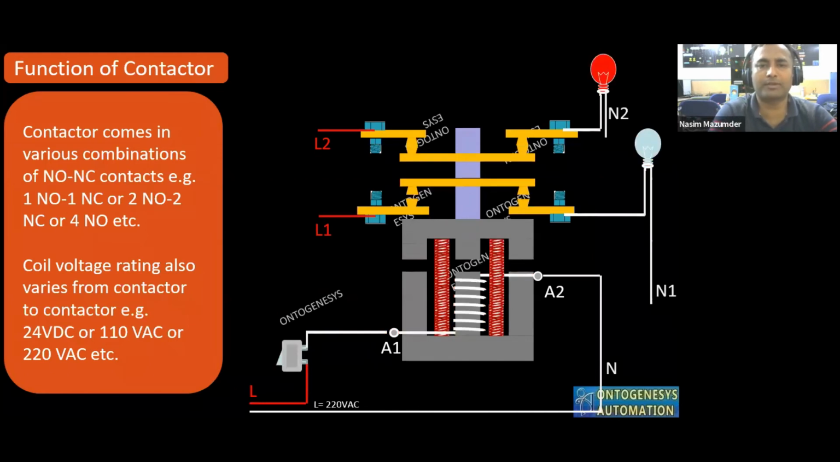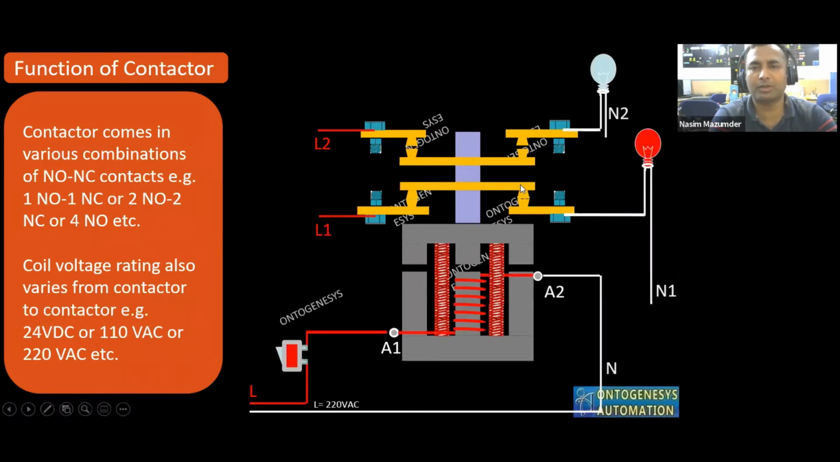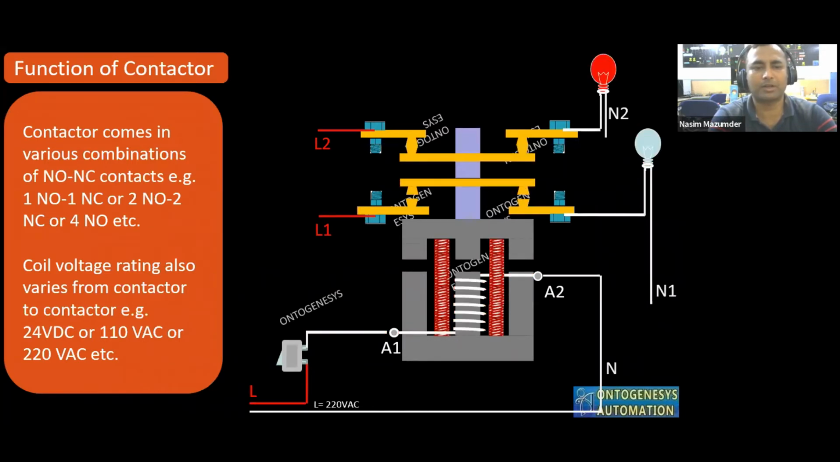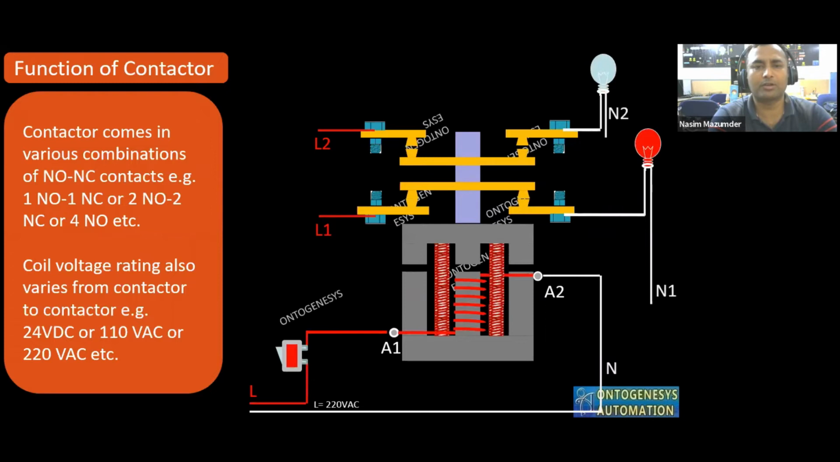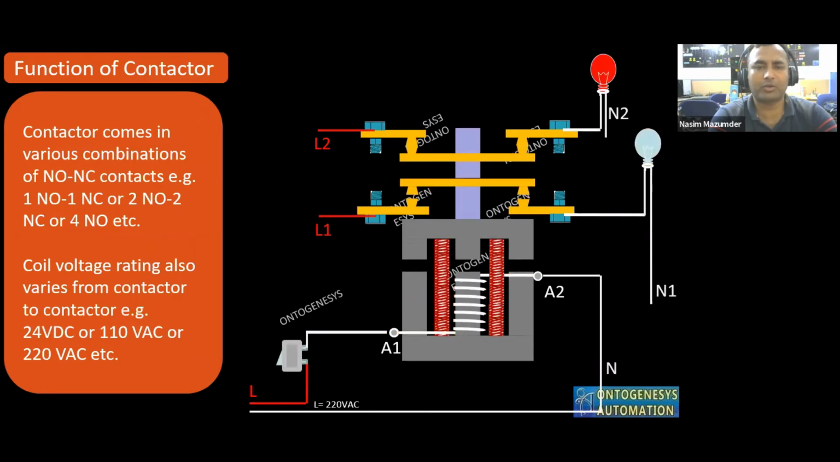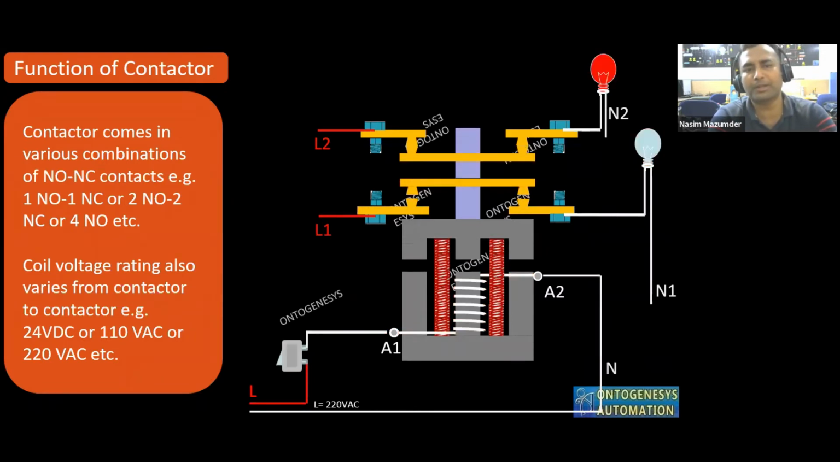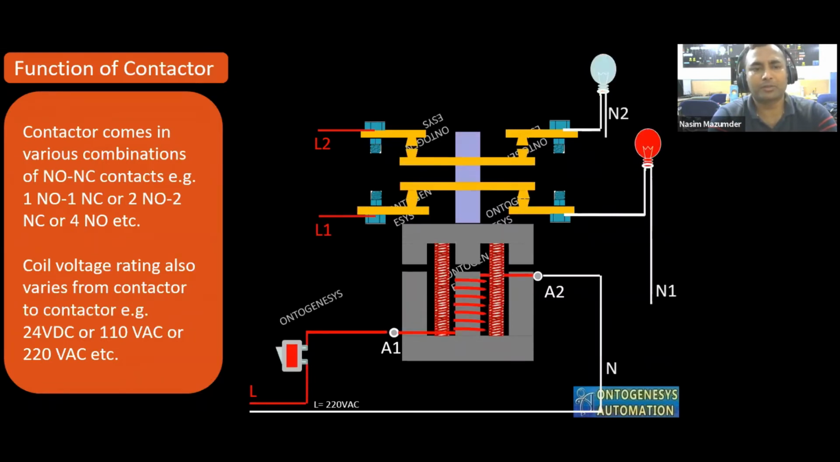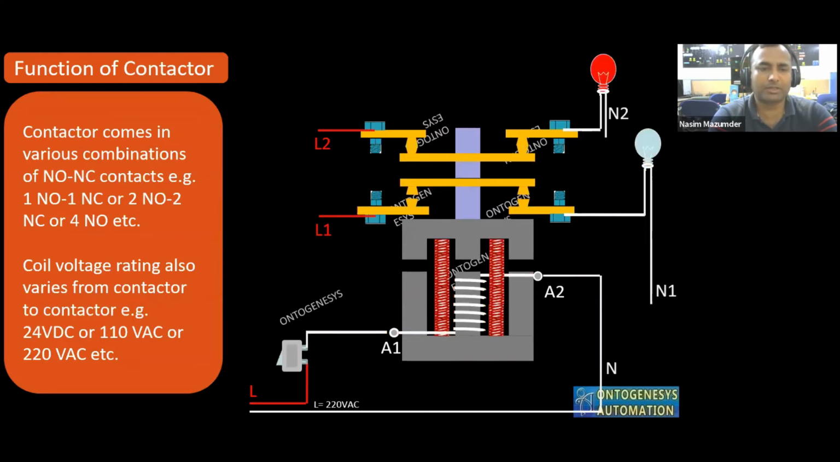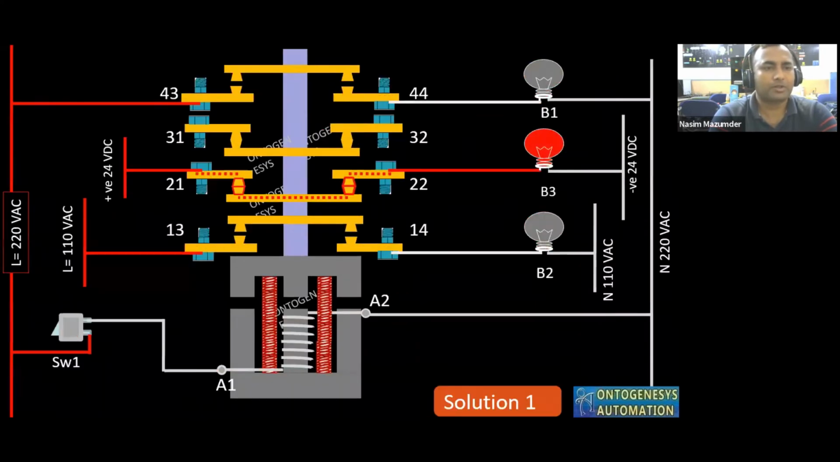Likewise, this is your NC point and this is your NO point. So see how the circuit is working. This is how exactly our contactor works. So we can control multiple power circuits with the help of this single contactor.